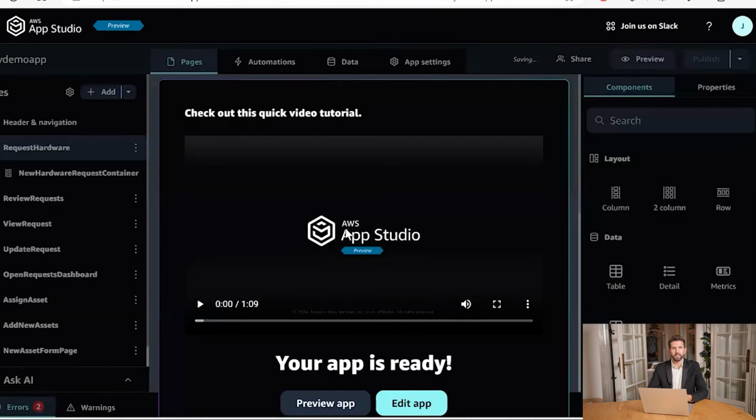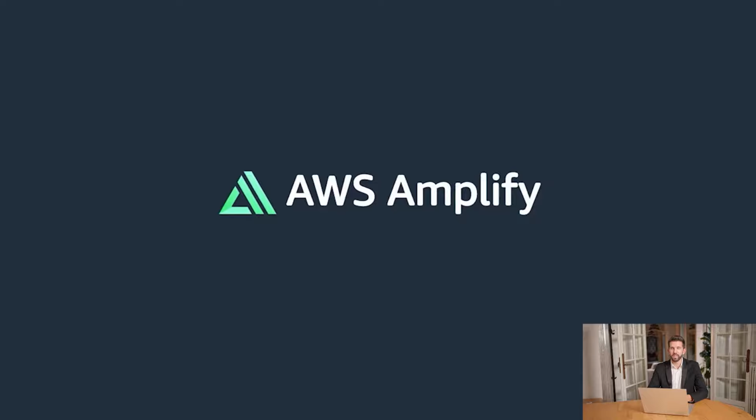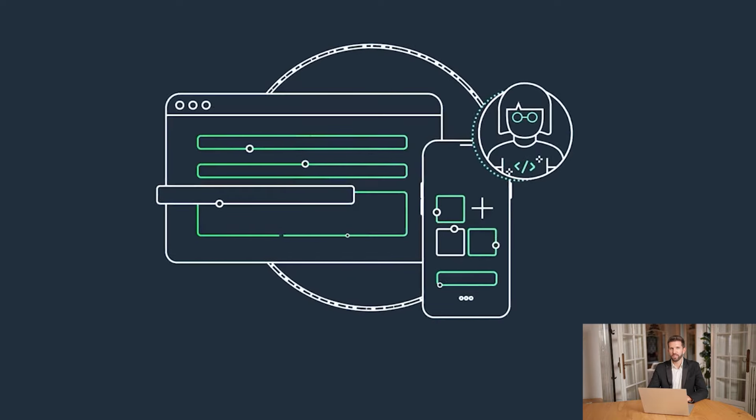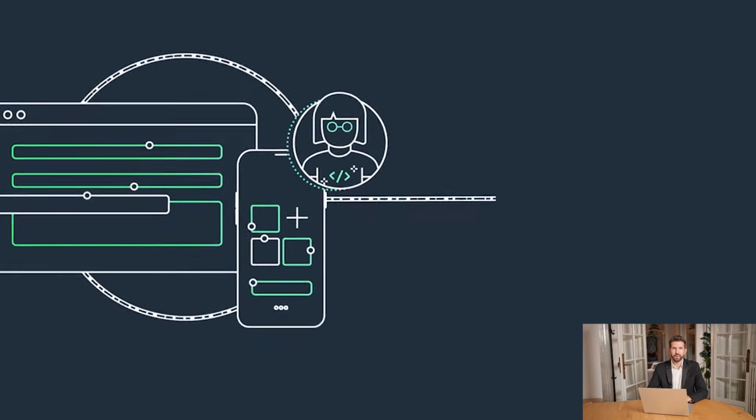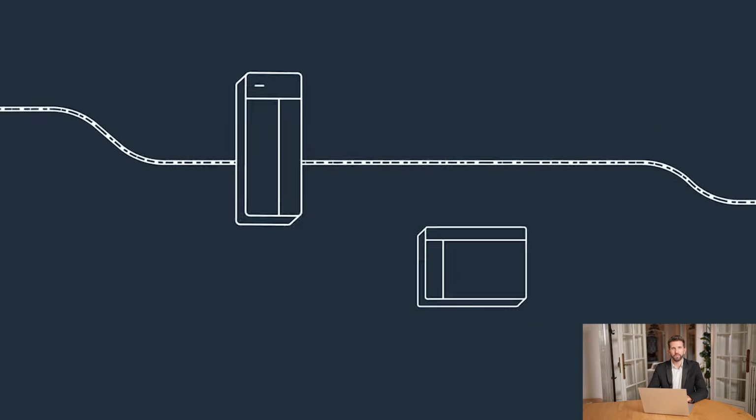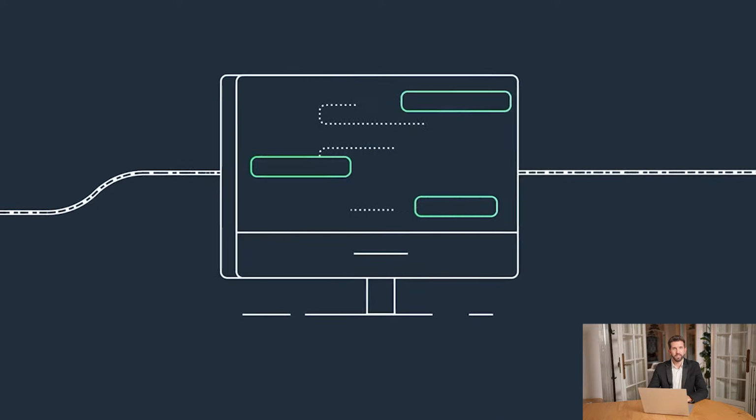Once your app is ready, AWS App Studio makes it easy to deploy it to the cloud. The platform integrates with AWS Amplify, which provides a fully managed hosting solution for your app. With AWS Amplify, you can deploy your app with just a few clicks, and it will automatically scale to handle traffic spikes.